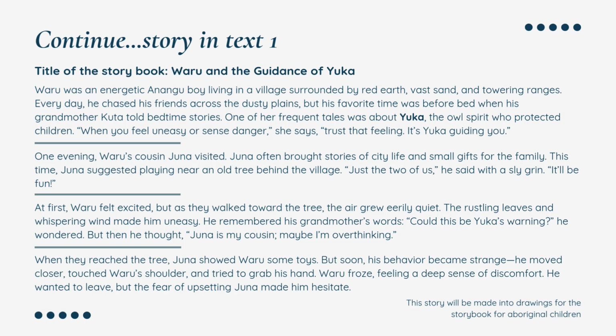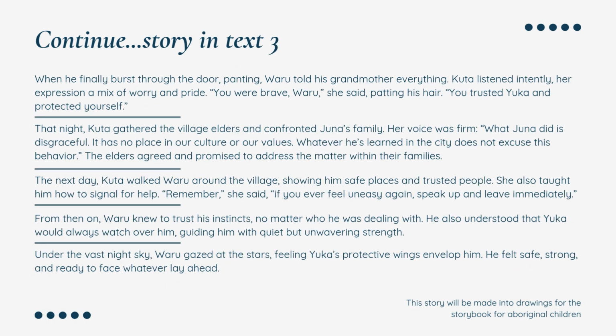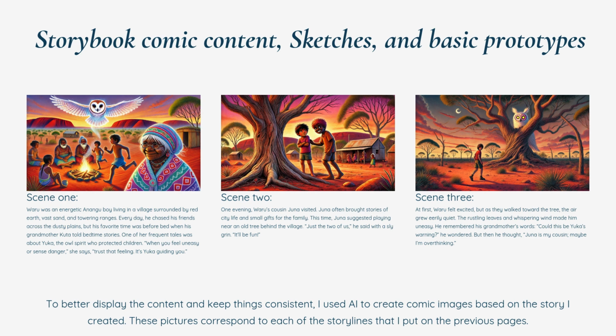So for the following three pages, they are the storylines I made up for the comic storybook. The story is about an Aboriginal boy, Waru, who listens to the call of the spiritual protector owl, Yuka, and protects himself from his cousin, Juna. His grandmother and others from the community later join together to discuss the issue of child protection.